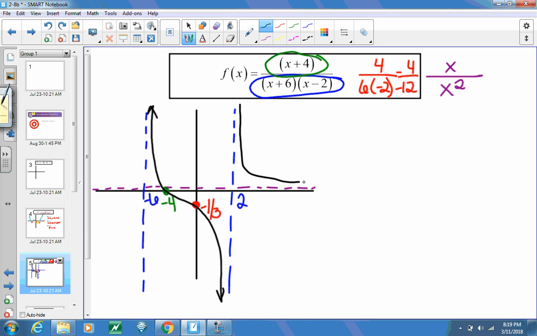With this graph here, if I test out a point that's greater than 2, I know that I'm going to be in the positive area here. And then over here, I'm going to be in the negative.